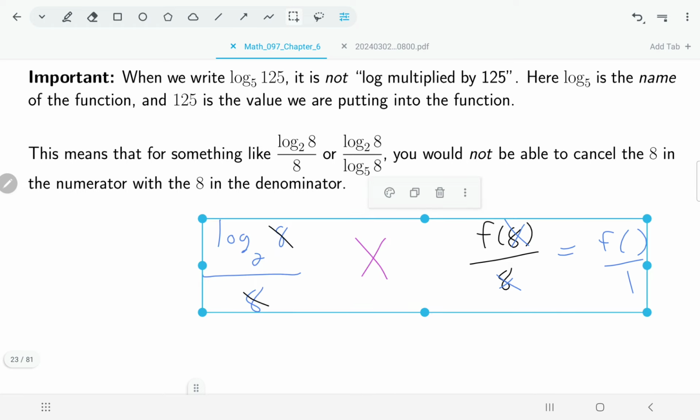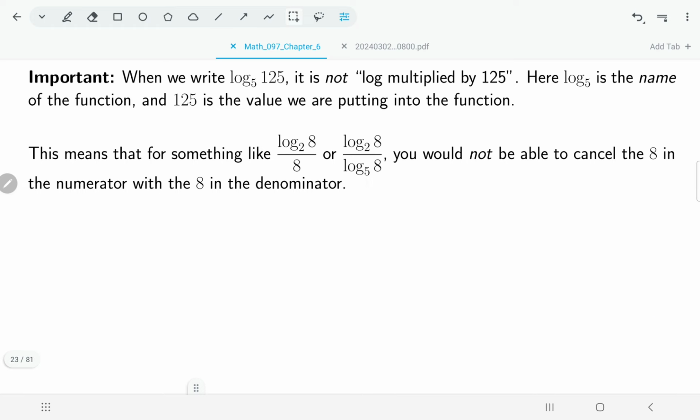So there's lots of things where it might look on the surface where you might be able to cancel them, like you might be able to cancel the word log with the word log, which you cannot, or cancel this 8 with the other 8, which you also cannot. So we need to be careful here and always keep in mind that when we say log base whatever, that's the name of the function.